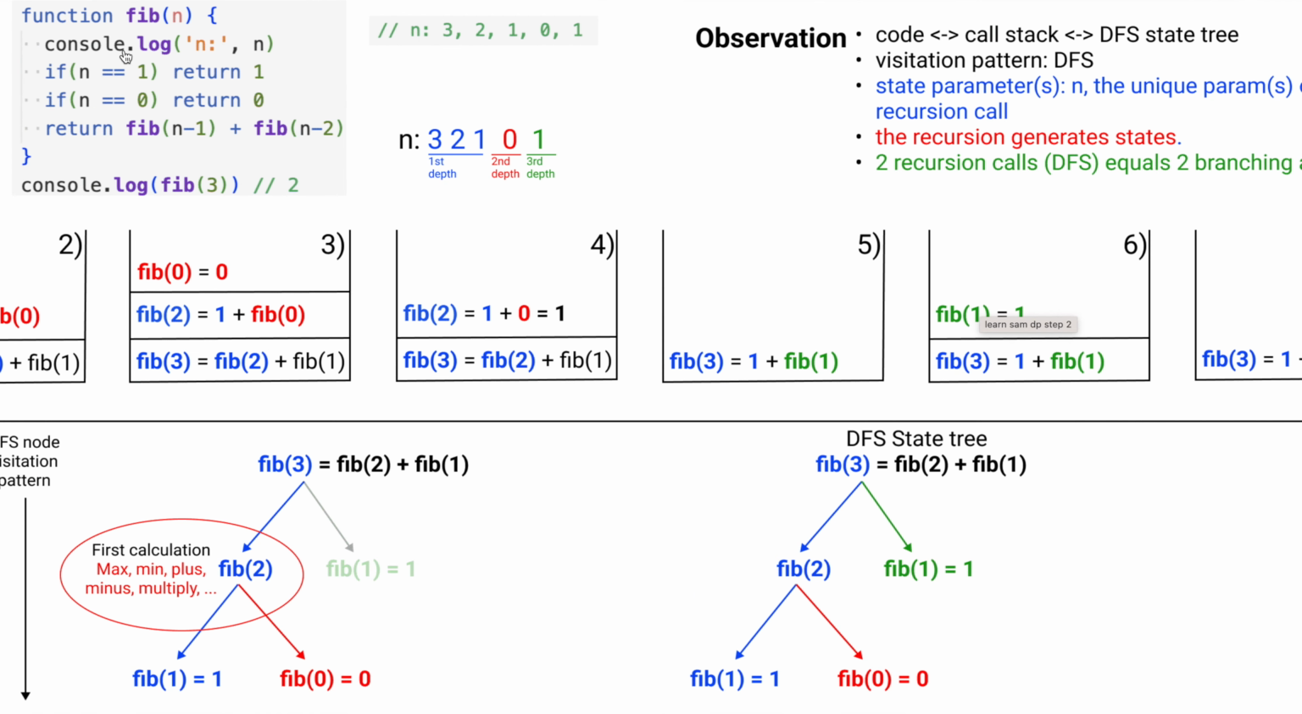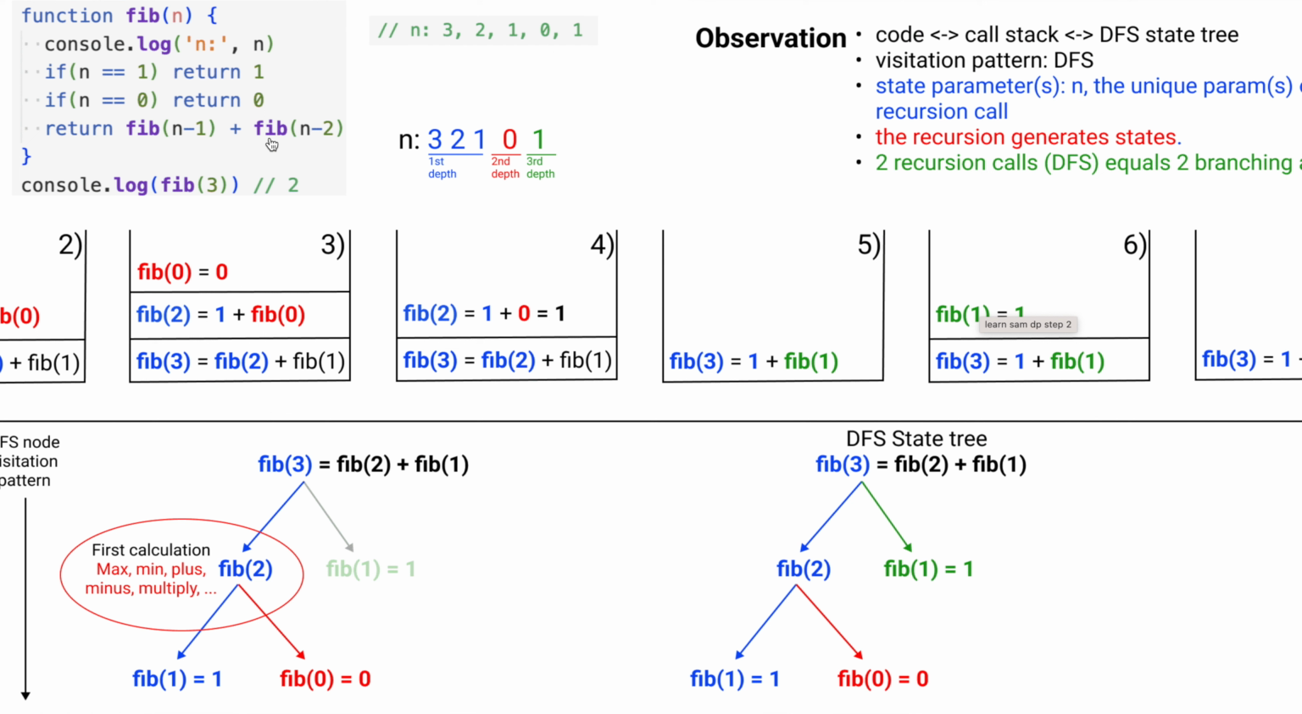Now if we print out the state parameter information that we're interested in, it's going to show us 3, 2, 1, 0, 1, which is what we have here. The question is, is this a random sequence? And the answer is no. We can draw out our depth first state tree just by looking at the code. We know that fib 3 is going to lead to fib 2 and fib 1, and fib 2 is going to lead to fib 1 and fib 0. It's going to print out 3, 2, and 1, which is the first depth of a depth first search node visitation here. And it's going to print out 0, which is the next depth that we have here, and it's going to print out 1, which is the last depth that we have in this tree.